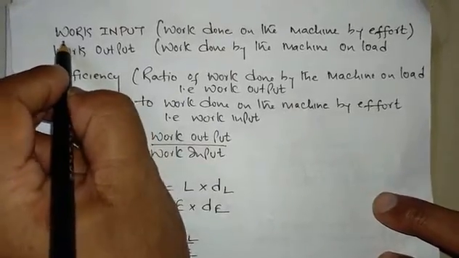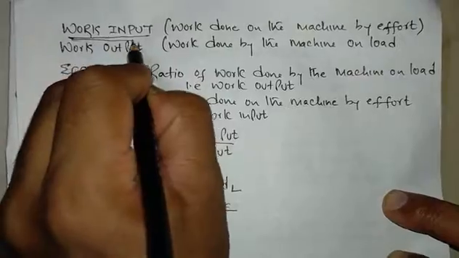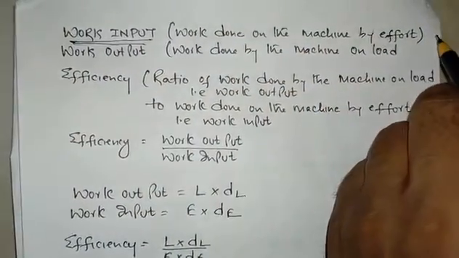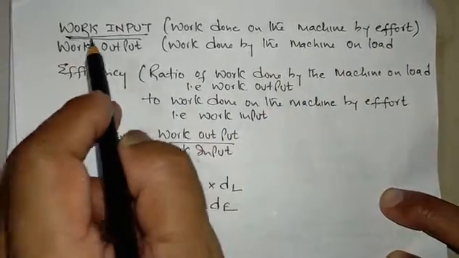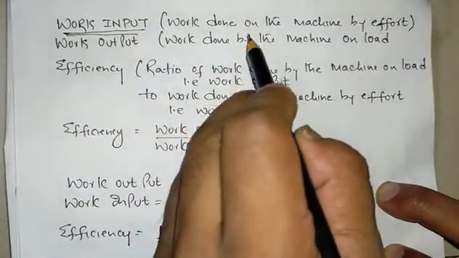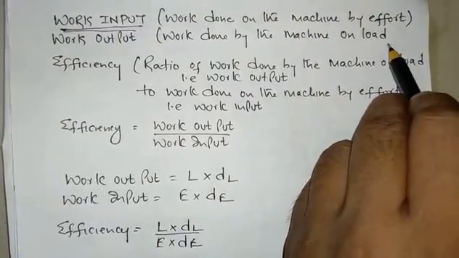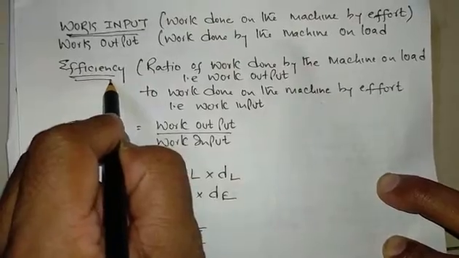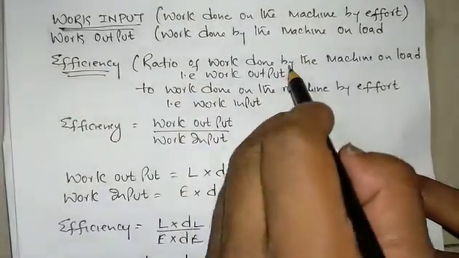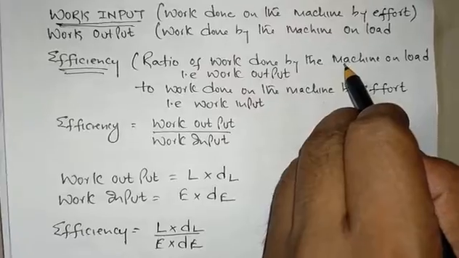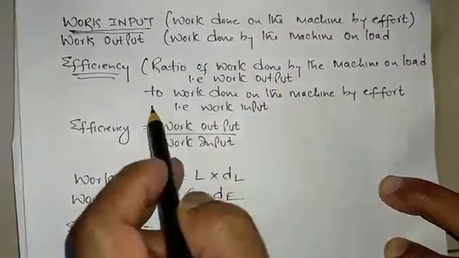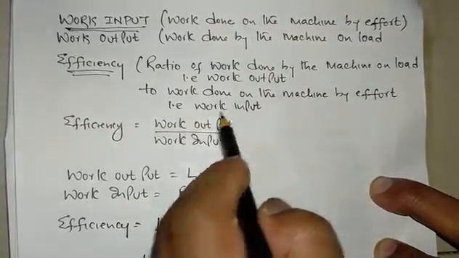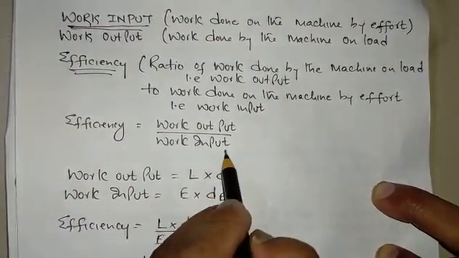Then we should know what is work input. Work input means the work done on the machine by effort. Work output is the work done by the machine on the load. So here we have efficiency. Efficiency means the ratio of the work done by the machine on the load, that is the work output, to the work done on the machine by effort, that is the work input. So efficiency is work output by work input.